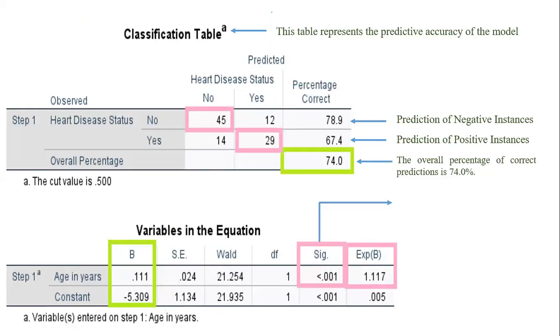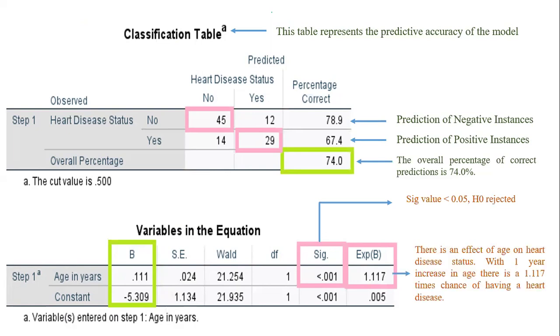The beta values indicate whether they are significant or not. Age in years is indicating that it is a significant value. And then we will see the exponent of B. There is an effect of age on heart disease status. With a 1 year increase in age, there is 1.117 times the chance of having heart disease. So this value indicates the chance of having heart disease. Use these coefficient values for your predictive regression model.